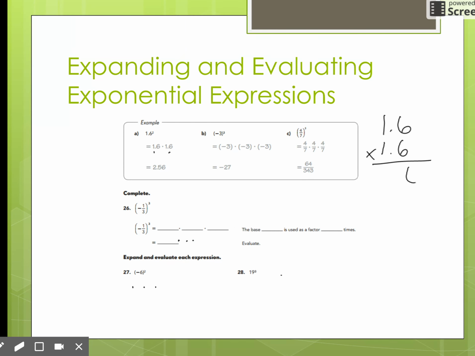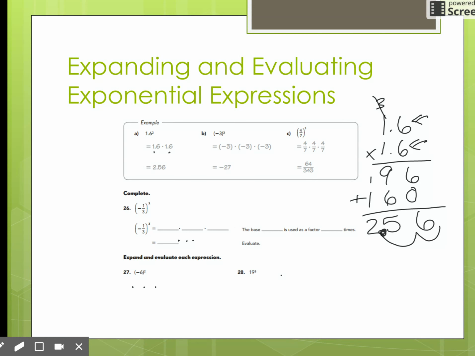6 times 6 is 36. Right, my 6 carry the 3. 6 times 1 is 6, plus 3 is 9. I drop my 0. 1 times 6 is 6. Done with that 3. 1 times 1 is 1. I add those together. 6, 5. Carry my 1. 2. I need to put my decimal back in. There's 2 digits after my decimal in the problem. So I need to put my decimal 1, 2 digits here. So my answer is 2.56.